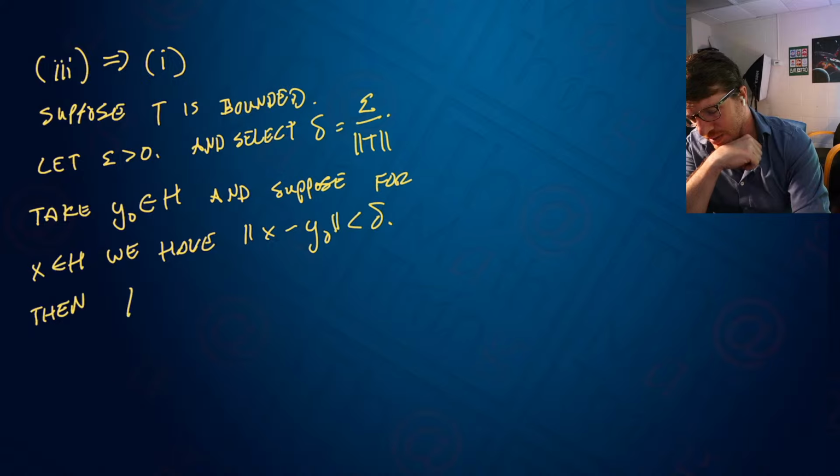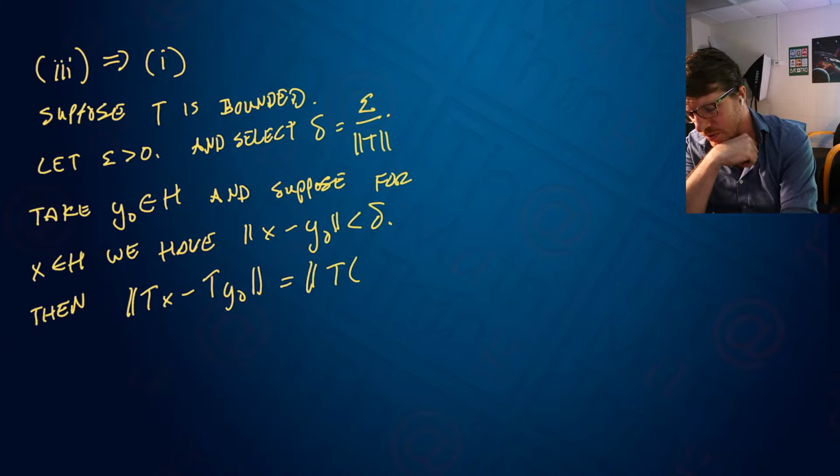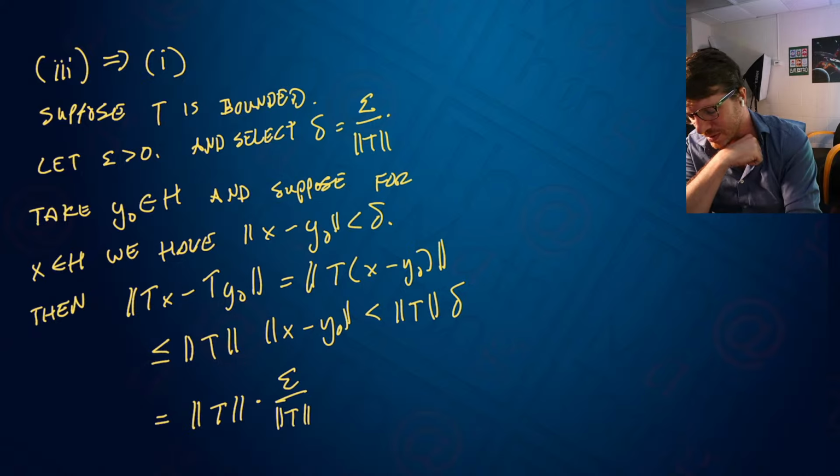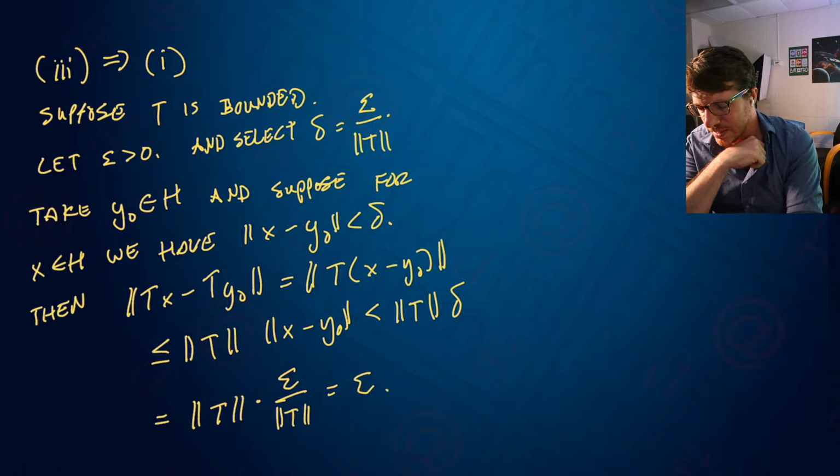Then what we have is that Tx minus Ty naught is equal to T of x minus y naught by linearity. And this is less than or equal to, by boundedness, the norm of T times the norm of x minus y naught. But this is itself less than the norm of T times delta, and that is equal to the norm of T times epsilon divided by the norm of T, because that's what we define delta to be, which is equal to epsilon. And so there we go.